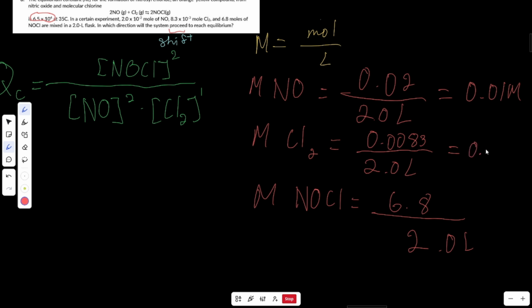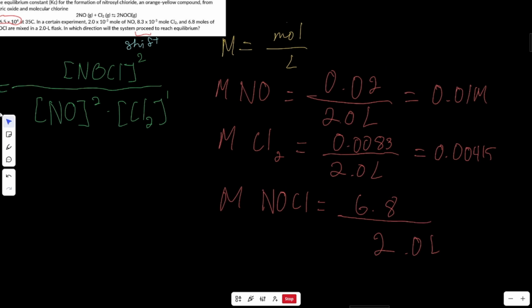This next one will get 0.00415 molar, and for this one we'll get 3.4 molar. Alright, so now where do we go from here?